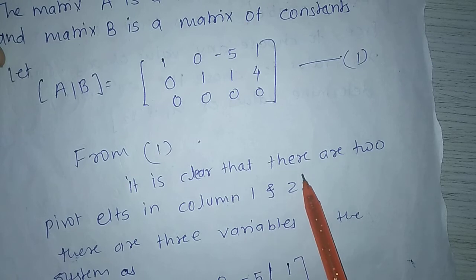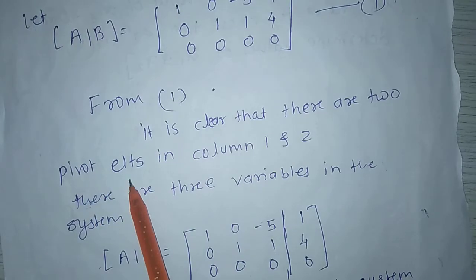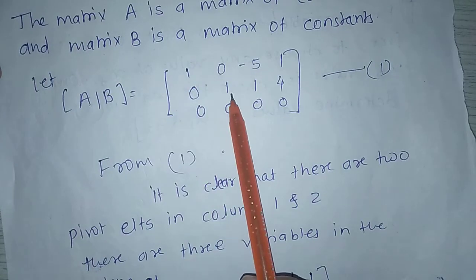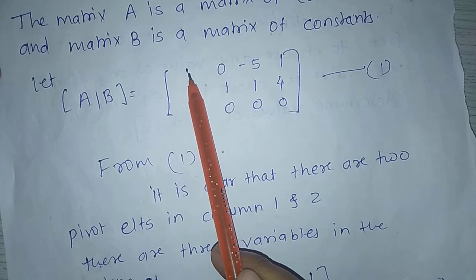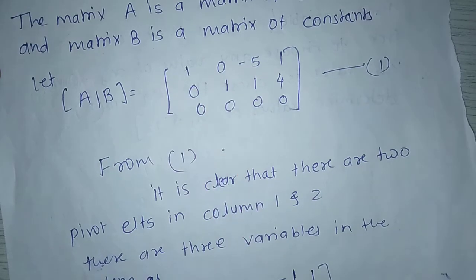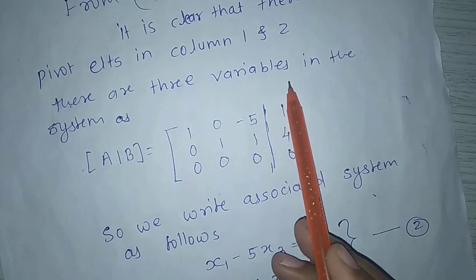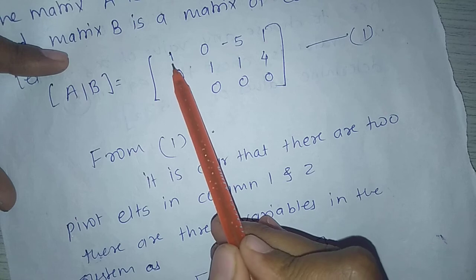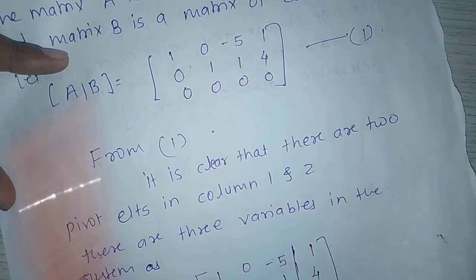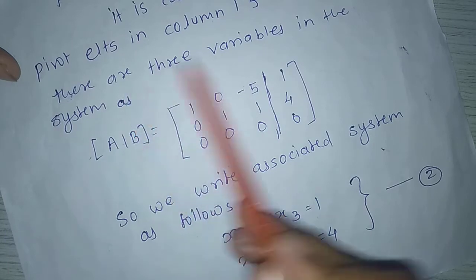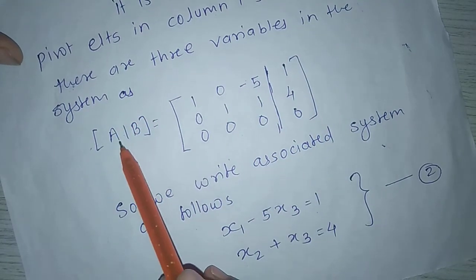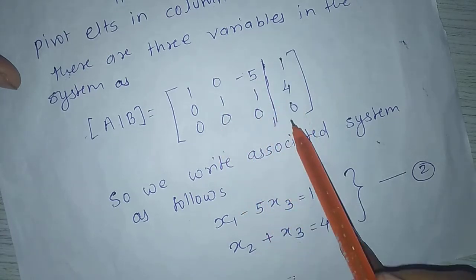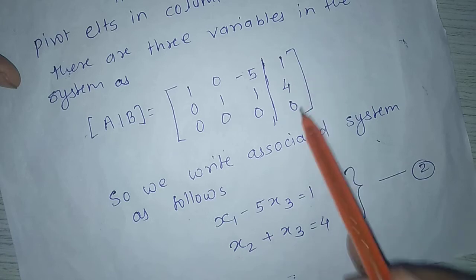From this it is clear that there are two pivot elements, in column 1 and column 2. The first pivot element and second pivot element occur at the first column and second column. There are three variables in the system, x1, x2, x3, which means the system is x1 minus 5x3 equal to 1. The augmented matrix [A|B] is [1 0 -5; 0 1 1; 0 0 0] with constant matrix [1 4 0].